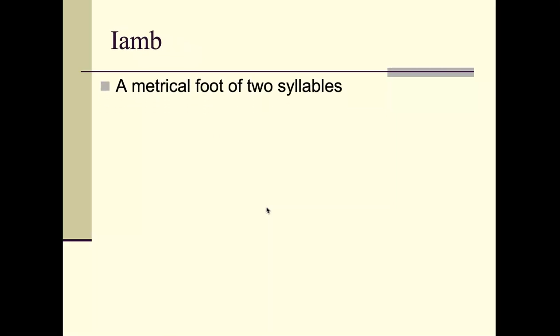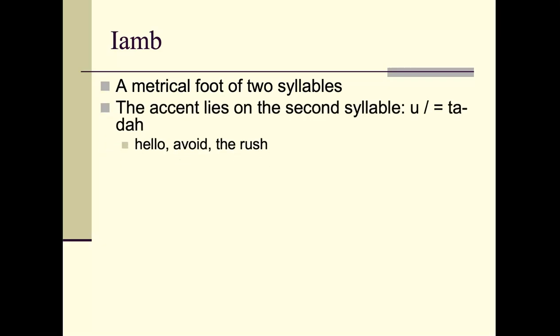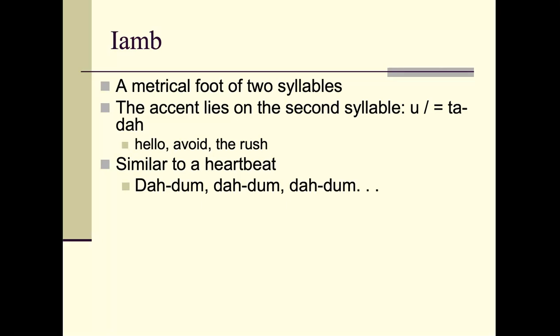So what is the iamb? It's a metrical foot of 2 syllables where the accent lies on the second syllable. So you can think about it like ta-da, hello, avoid, the rush. That gets you into sort of the cadence of Shakespearean language and really the commonly used language of the time. And part of the reason that it's used, it's similar to a heartbeat. So you've got that ta-da, but it's also da-dum, da-dum, da-dum. So it's very human versus robotic.